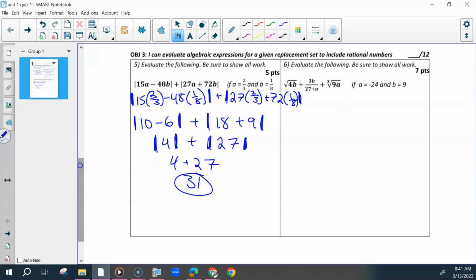So the 5 points for this were, did you put everything in correctly? Did you simplify these two absolute value parts correctly? Did you simplify this part correctly? And then get the correct answer. Questions on that?